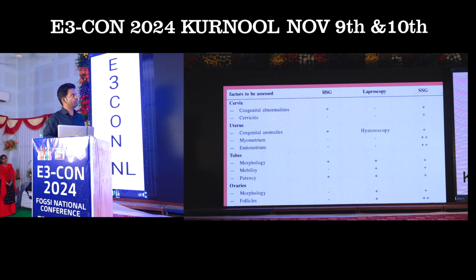So this is basically an overview chart where saline salpingography has advantages over HSG and laparoscopy. So for congenital abnormalities and cervicitis, the uterine evaluation can be done with saline salpingography with the help of ultrasound, and patency and mobility of the tubes can be easily assessed with the help of instillation of saline through the endometrial cavity.